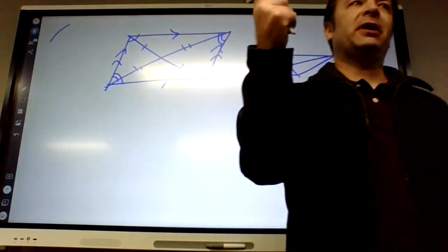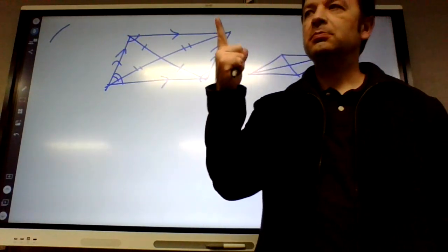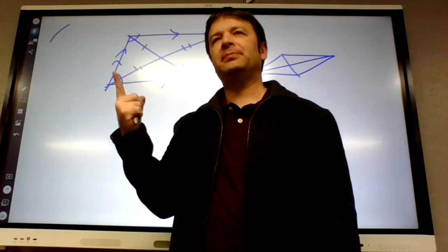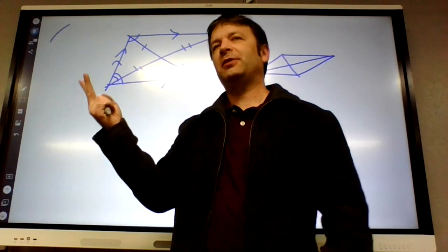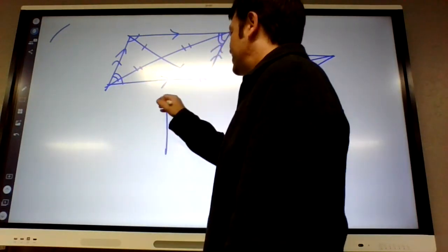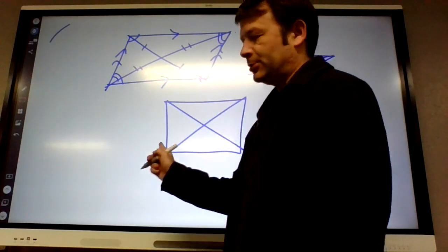What makes a rectangle a rectangle? The 90 degree, four congruent 90 degree angles. Also, we learned that rectangles have congruent diagonals. Unlike parallelograms, rectangles have congruent diagonals because it's like twins.